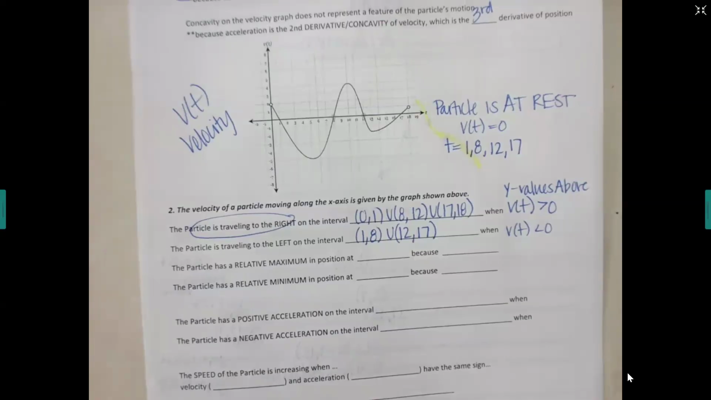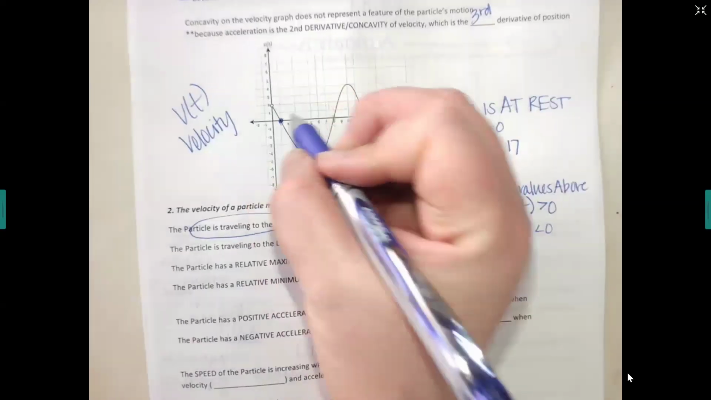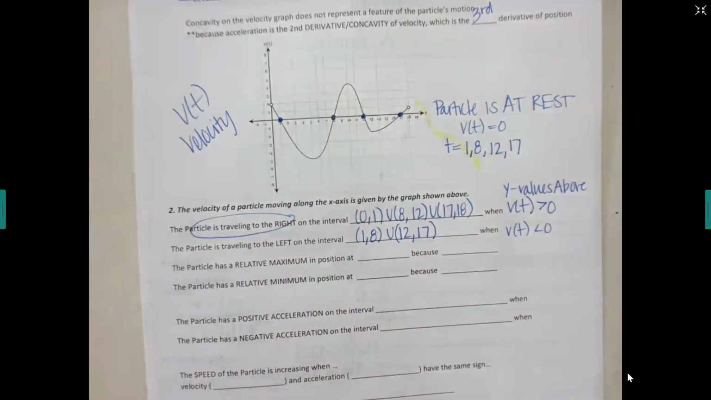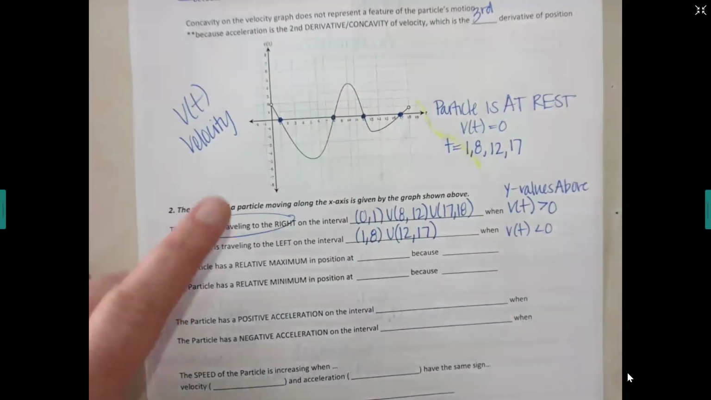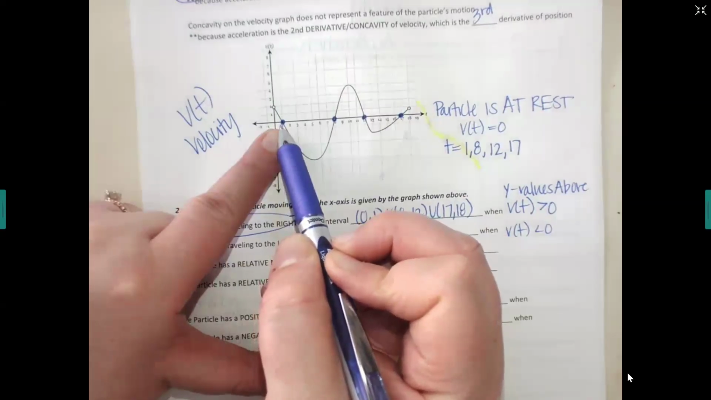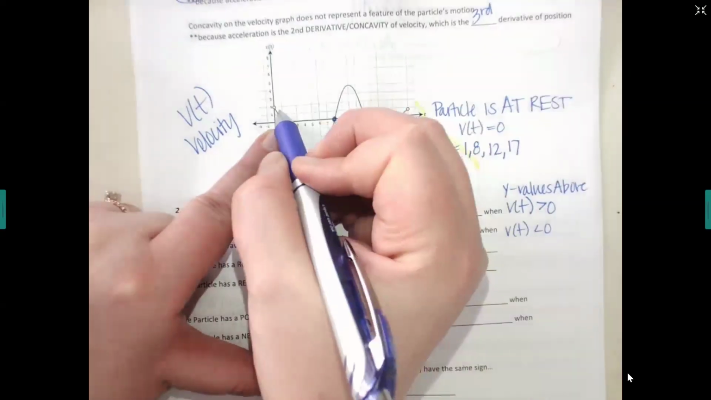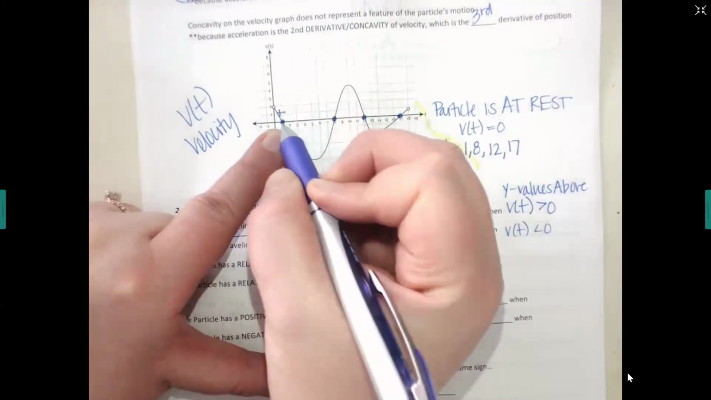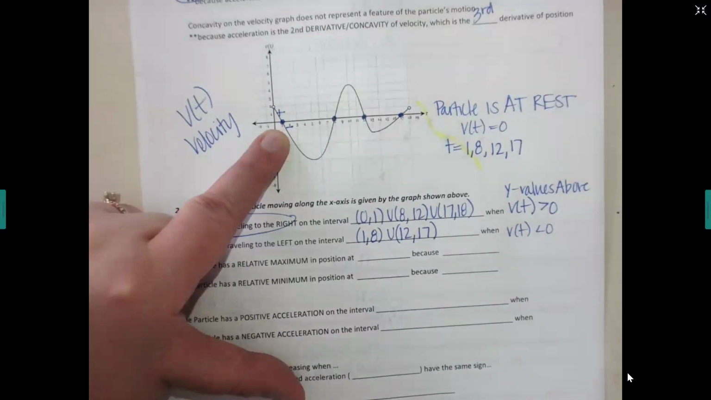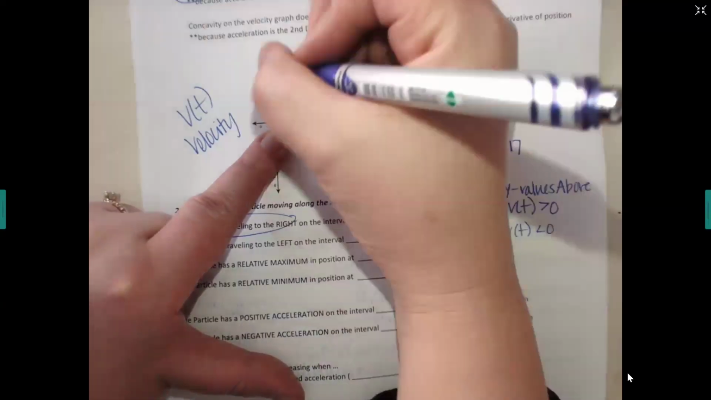Okay, from there, you can determine whether each one of these is a min, a max, or neither, based on the direction that it passes through the x-axis. So here's what I mean by that. At 1, before 1, was that above or below? Above is positive. And then after 1, what is it? Below. So my velocity went from positive to negative. That means I went from going up to down. Is that a max or a min? Max.